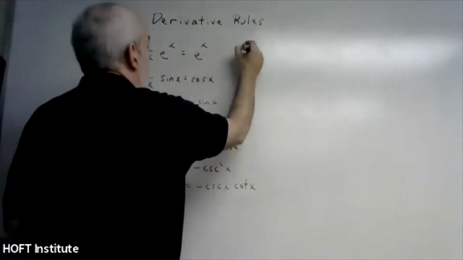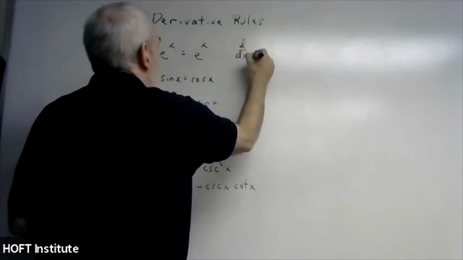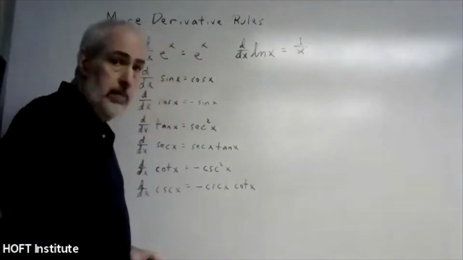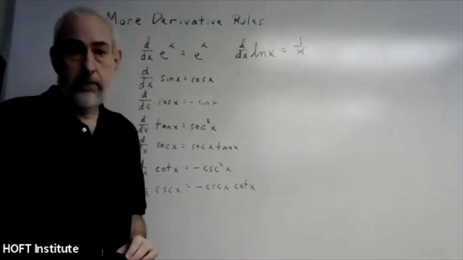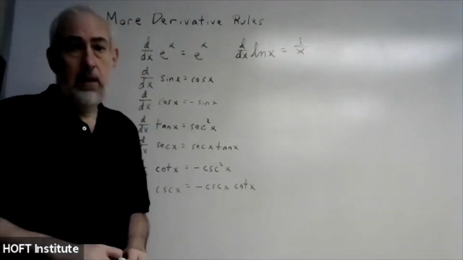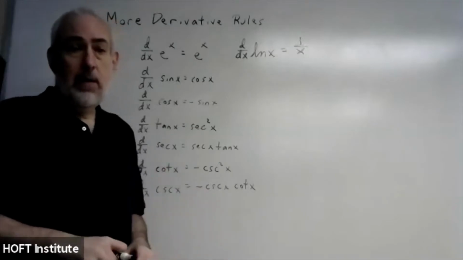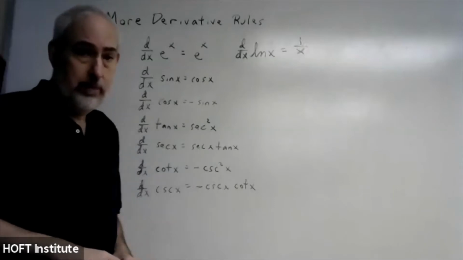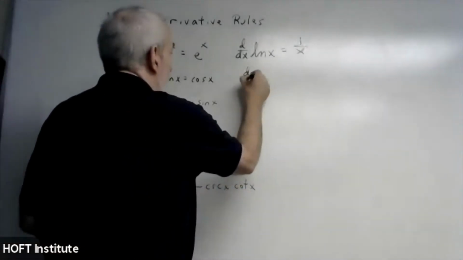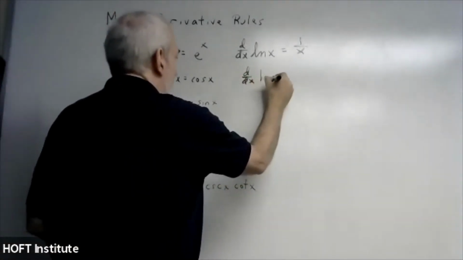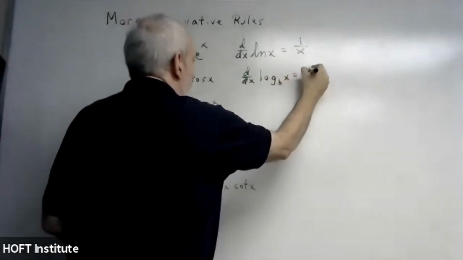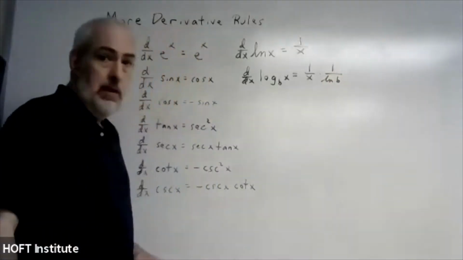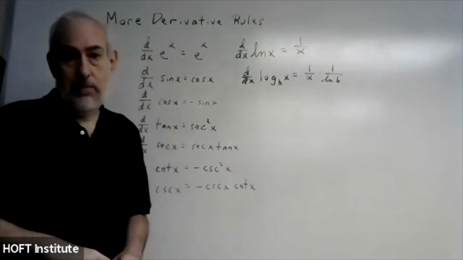Let me also write down the derivative rule for ln of x, which is log base e of x. And that rule is simply 1 over x. And once again, log base e of x is the base that has the simplest derivative rule when it comes to logarithms. If you had log base b, then it would be 1 over x, and then you divide by an extra ln of b.